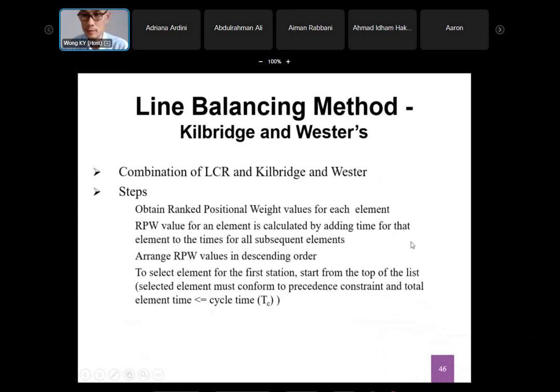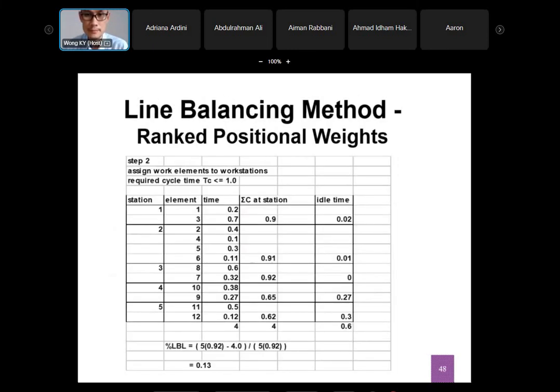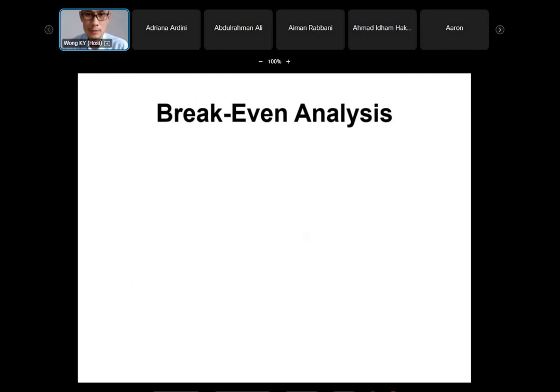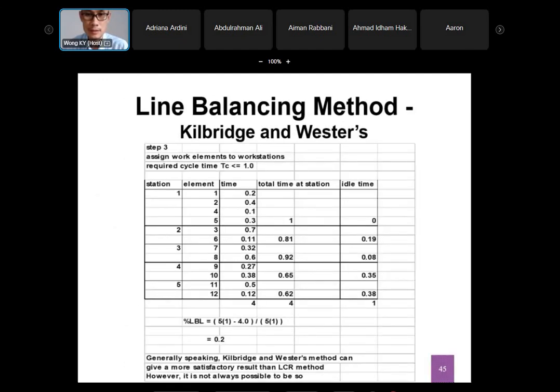Okay, the next method, maybe I will cover it next week. It's called the rank positional weight method. So I will cover this next week. But I hope you understand the two methods that I discussed.